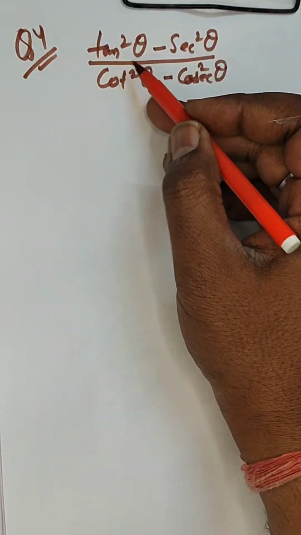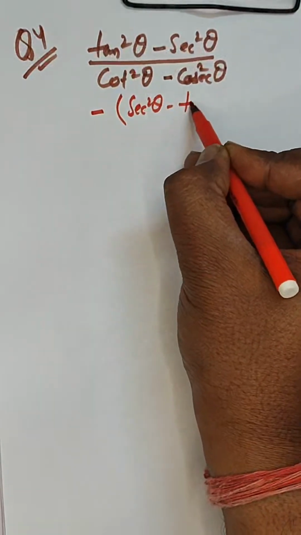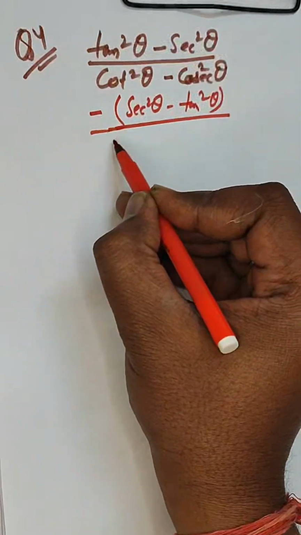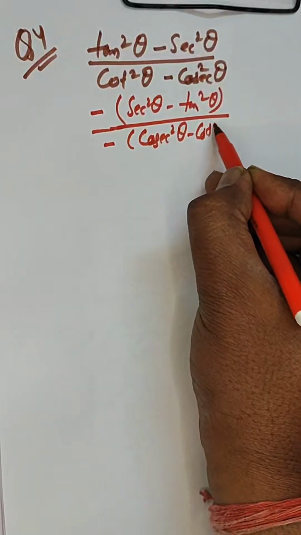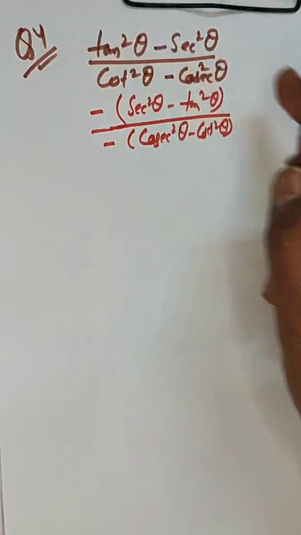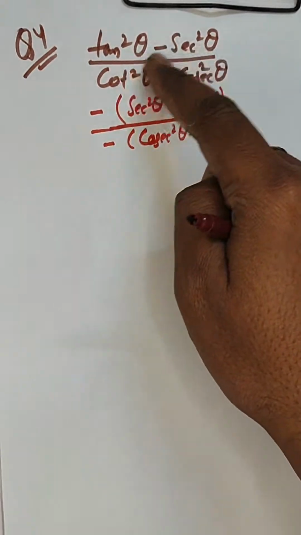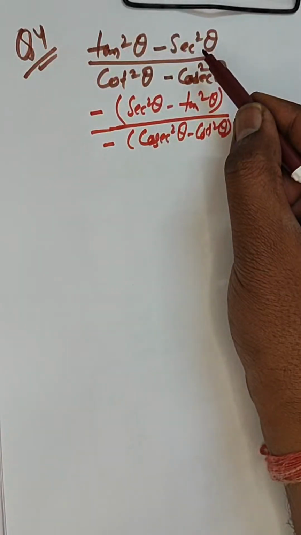So minus can be taken as common from here, and we are left with sec square theta minus tan square theta. And in the denominator also, minus can be taken as common, and you can write cosec square theta minus cot square theta. Whenever such questions come in front of you, just see why this pattern is changing. You need to think. If this pattern is changing, then definitely you remember that sec square theta minus tan square theta is equal to 1. But how is tan square theta minus sec square theta equal to 1?